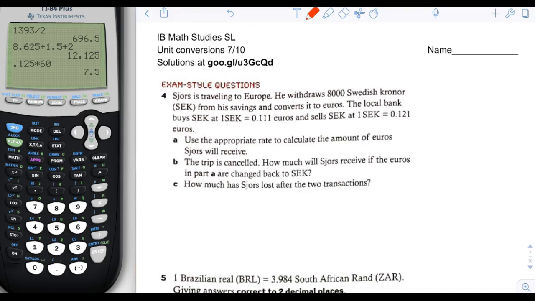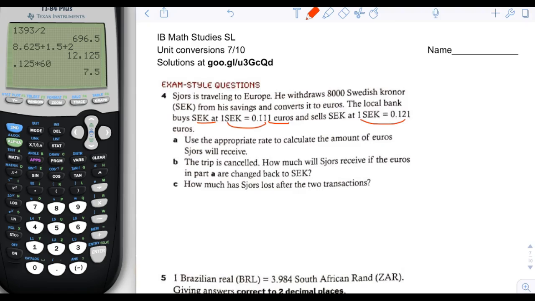Sjors, number 4, is traveling to Europe. He withdraws 8,000 Swedish kroner from his savings and converts it to euros. The local bank buys kroners at this rate and sells kroners at this rate.